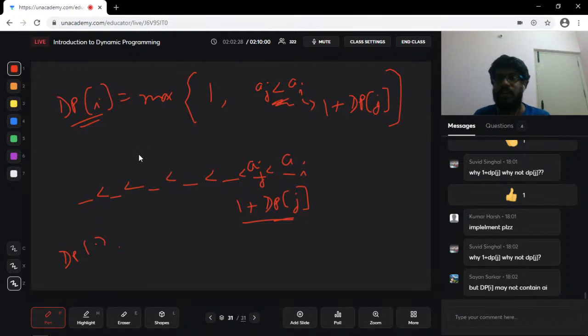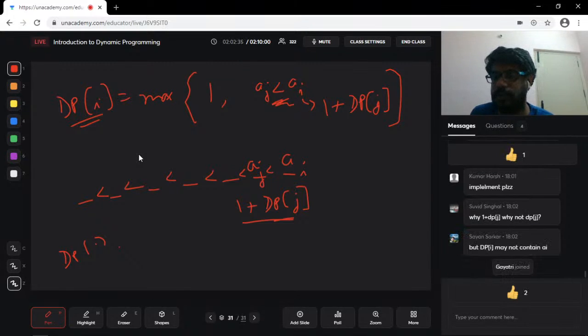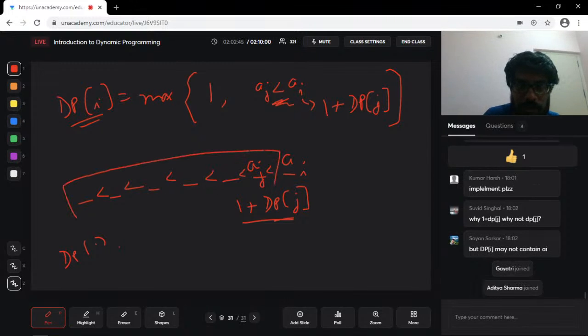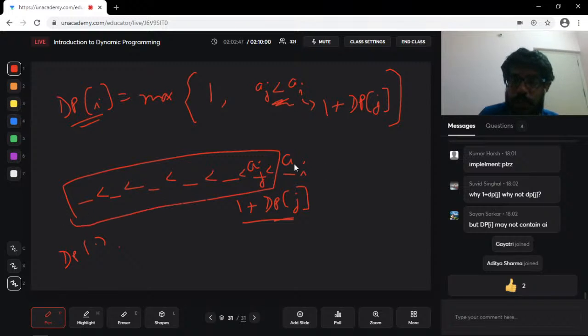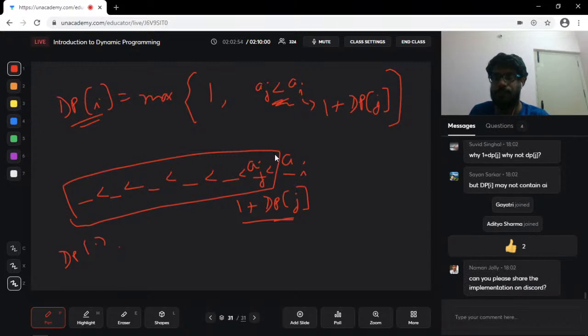No, Shayan, dp of i will definitely contain ai because we tweaked the definition of dp to say that it ends at ai, which is why it works. So why 1 plus dp of j and not just dp of j? Because ai is there, right? dp of j will give me the length of this, but then I'm shoving in ai at the end. So the length of the new sequence is 1 plus dp of j. Yeah, definitely we'll share some implementation of this.